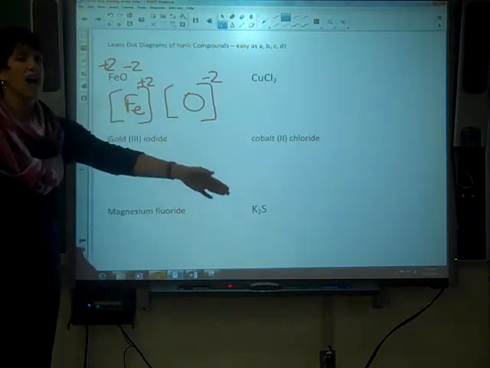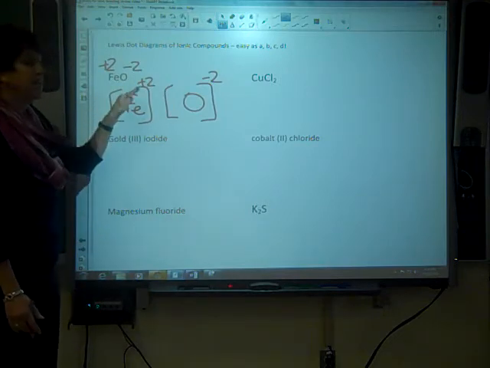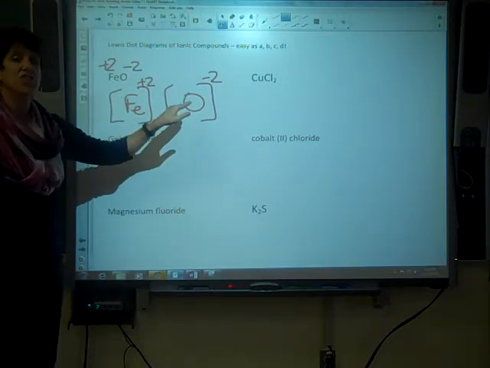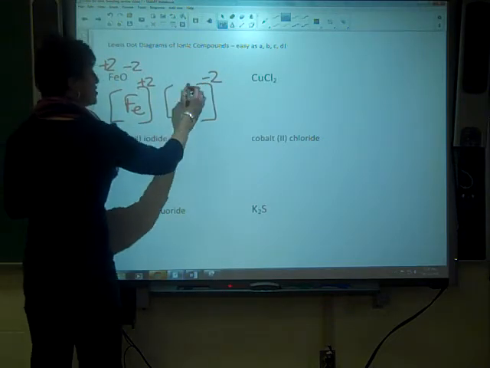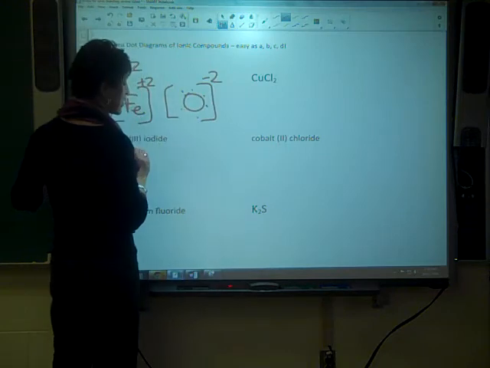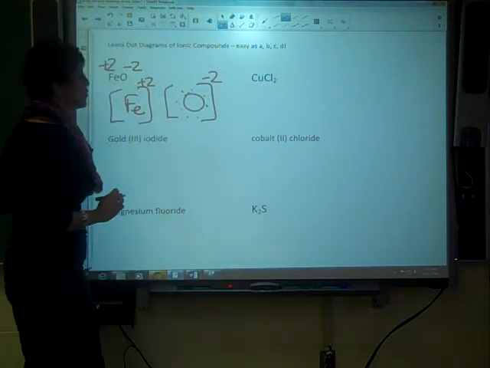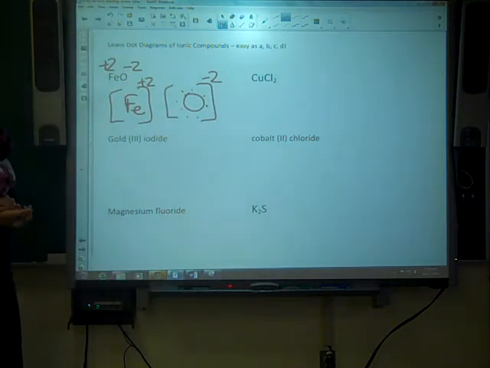Now, iron has lost its 2 electrons, so I do not put any dots on here. Oxygen used to have 6 dots, 6 valence electrons. It now has gained 2. So that was 6. It gained 2 from iron, so now it has 8.